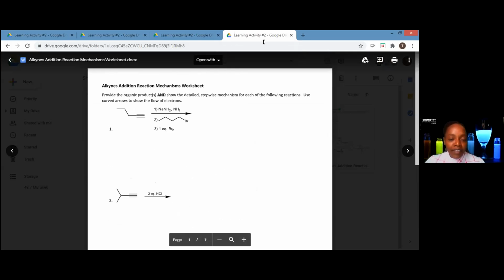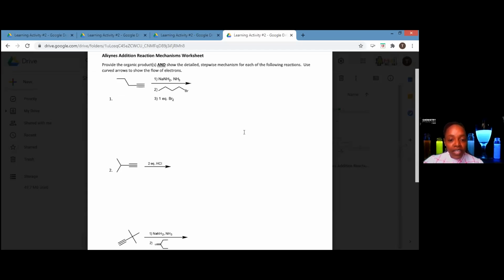To end this module, just to bring it all together, the students are given multi-step reactions, so incorporating many of the reactions they've seen previously. They're asked to produce all possible products and label the major product, and also use the curved arrows to show the flow of electrons for the mechanism.